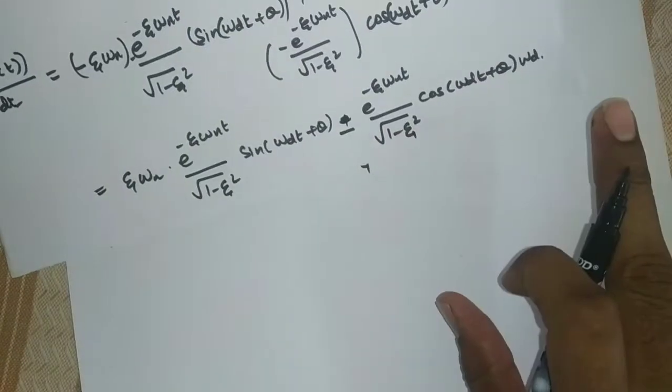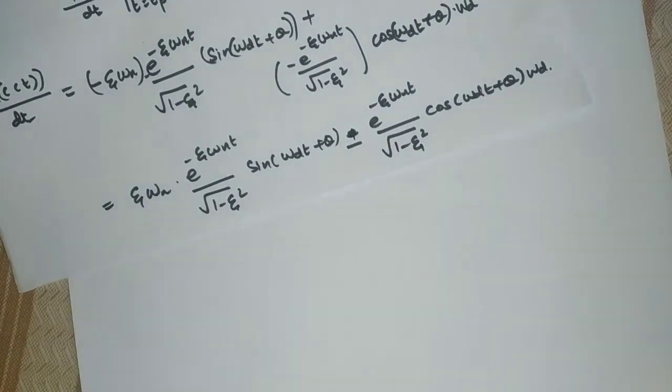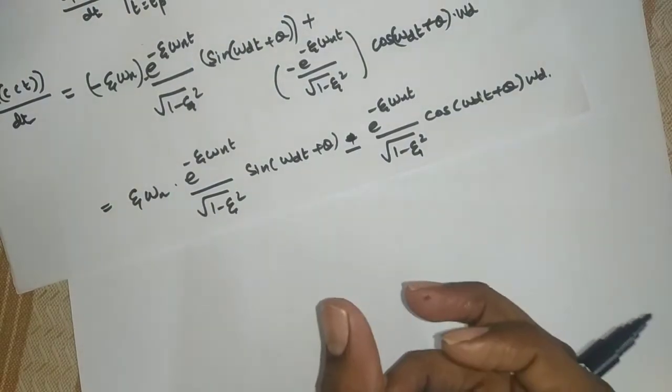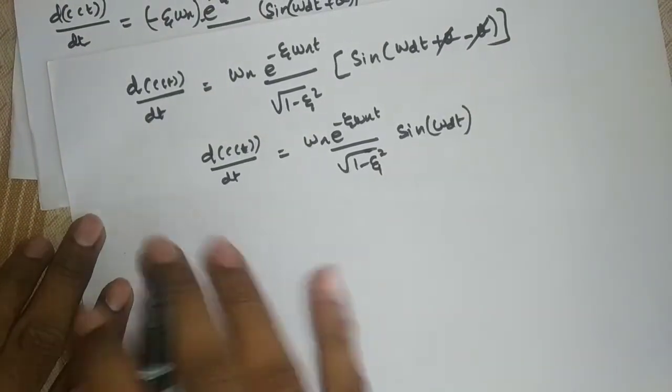You will get a polynomial and keep the tp on the left side. Bring all the terms to the right side. You will get the value of tp, I mean the peak time. So let's substitute the value of tp here and equate with zero.